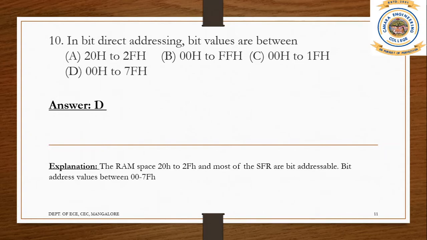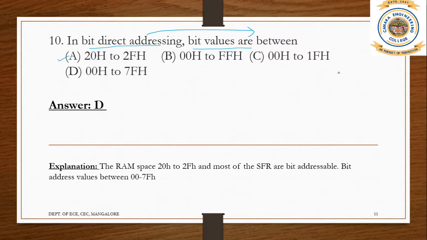This question may be a little confusing. You need to find, in bit direct addressing, what the bit values are. They didn't ask you for bit direct addresses. If it were bit direct addresses, the answer would have been A.